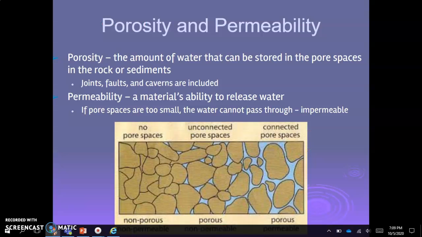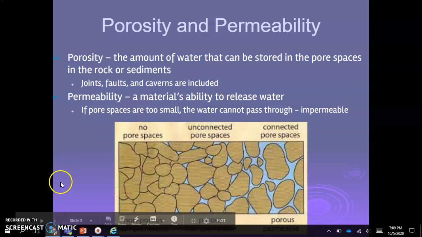So just a reminder, porosity is the amount of water that can be stored in the pore spaces in the rock or sediments. And this includes things like faults and also caverns, which are just like caves. Permeability is a material's ability to release water, so the ability for water to pass through. So if pore spaces are too small, the water cannot pass through and it's considered to be impermeable.